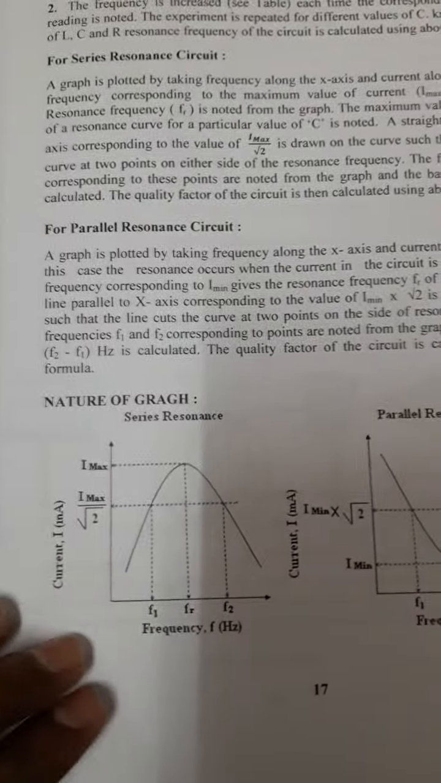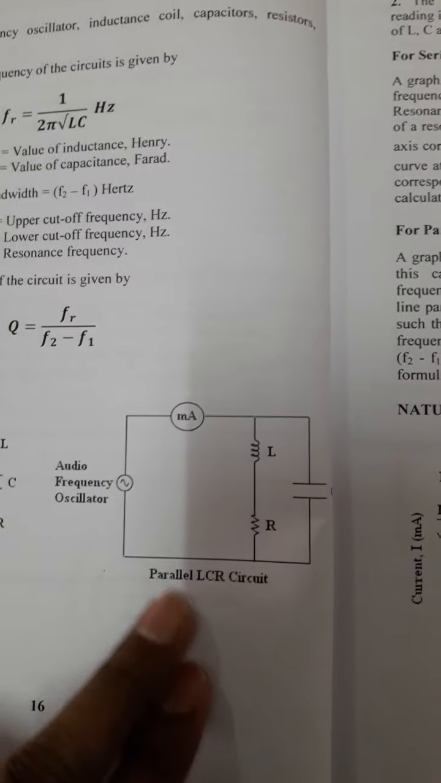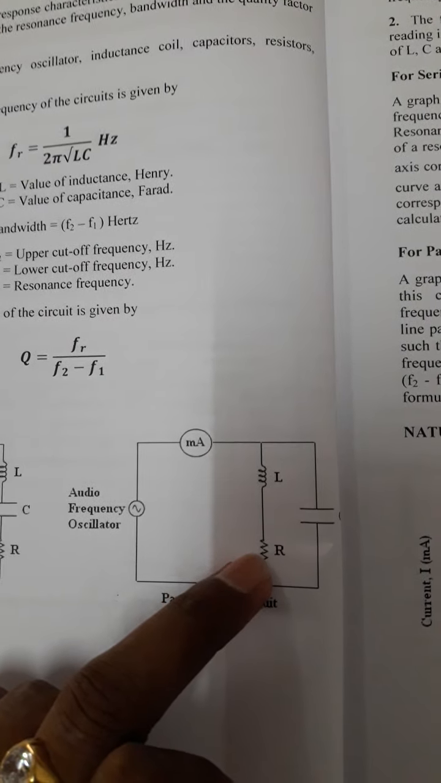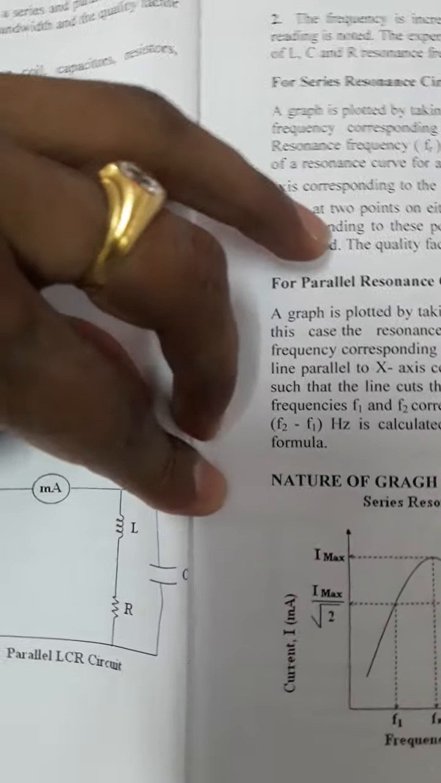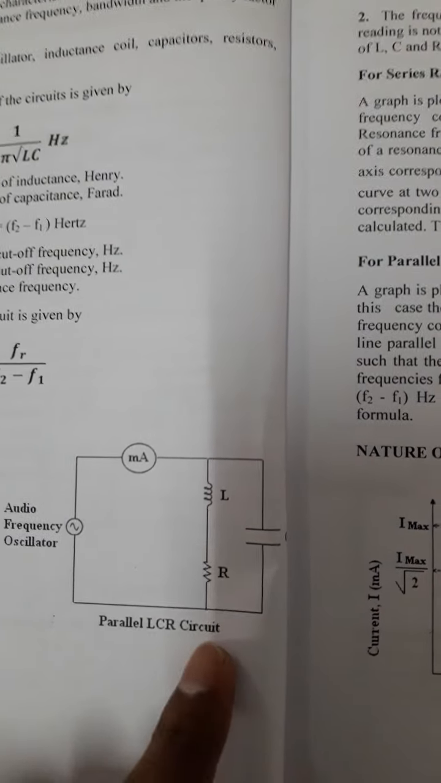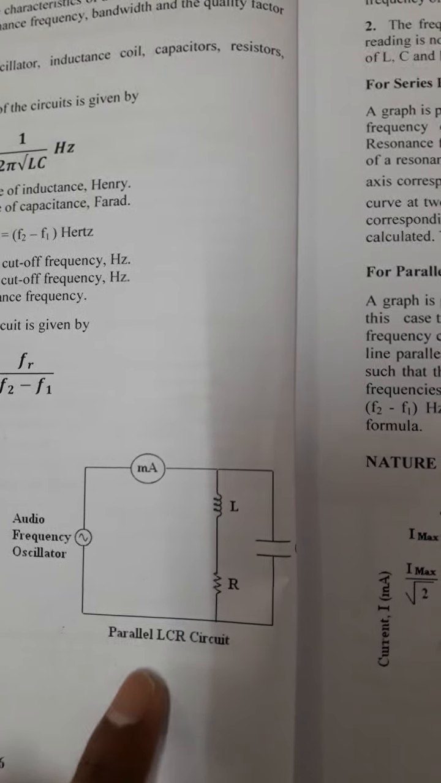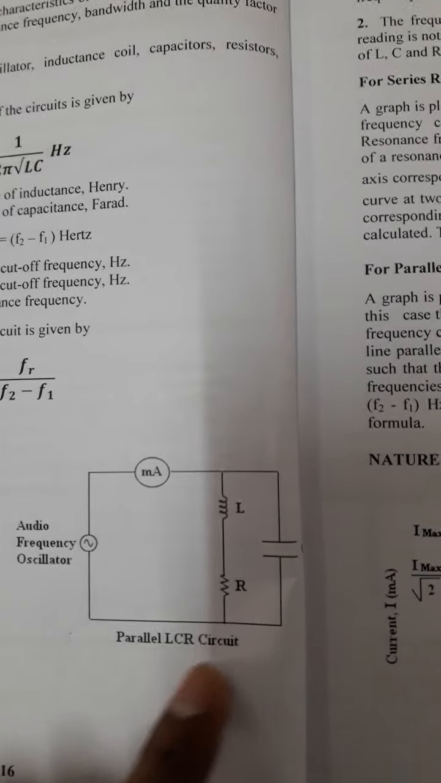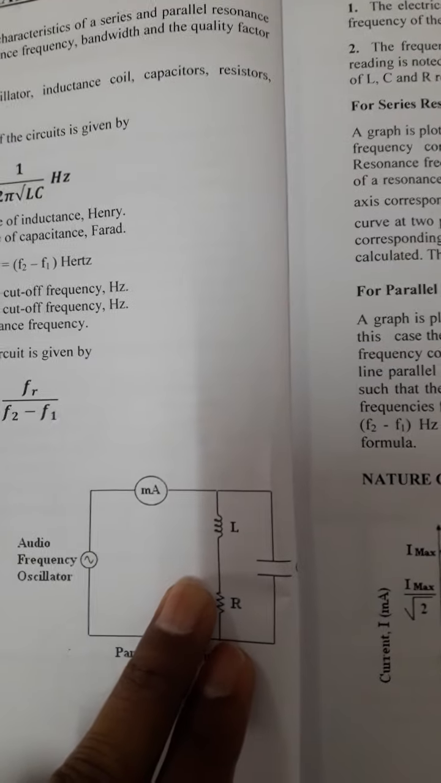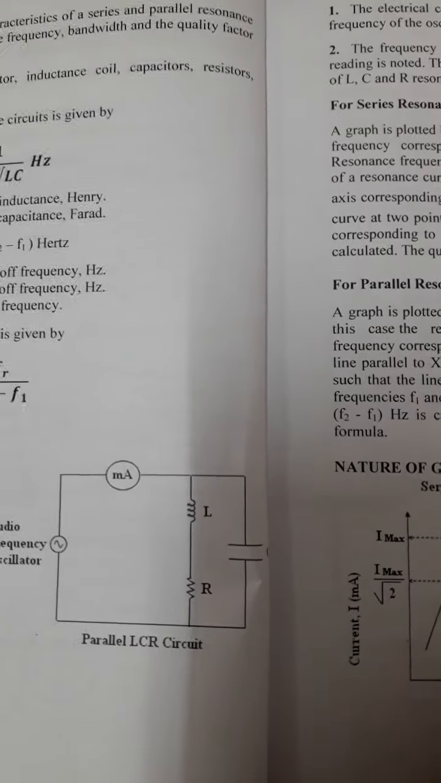Then this one is the parallel LCR circuit. Here you can see in this circuit the inductor and resistor are connected serially, and the capacitor is connected in parallel. When we connect the capacitor in parallel to the inductor and resistor, it becomes a parallel LCR circuit. You know what L, C and R are. This is the circuit diagram for the parallel LCR circuit.